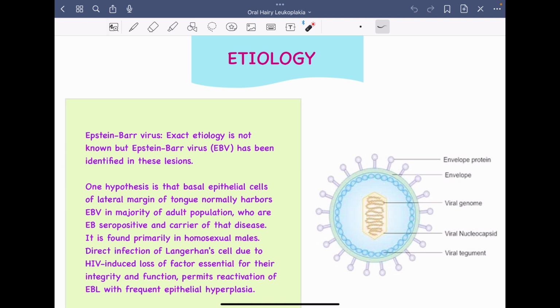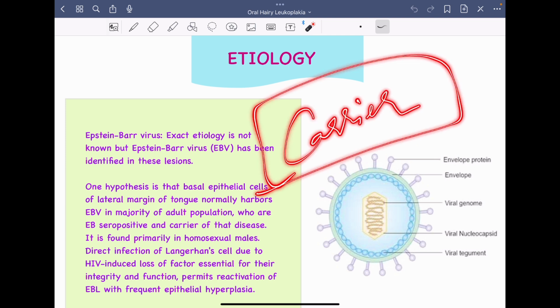The exact etiology is not known. However, Epstein-Barr virus has been identified in the majority of such lesions. Now there is one hypothesis which states that the basal epithelial cells over the lateral margins of the tongue harbor EBV in the majority of the adult population. These individuals are definitely EBV seropositive, and they are carriers of the disease.